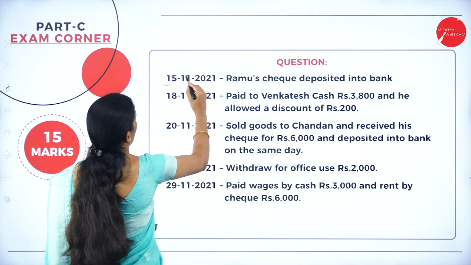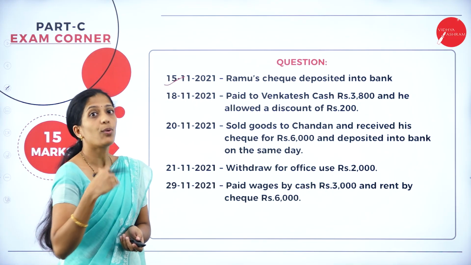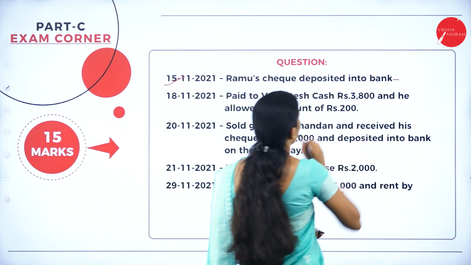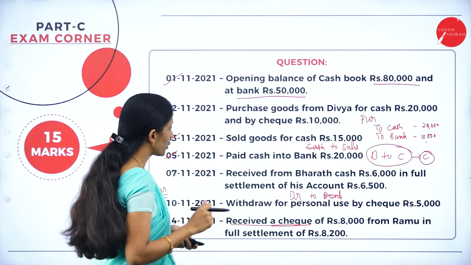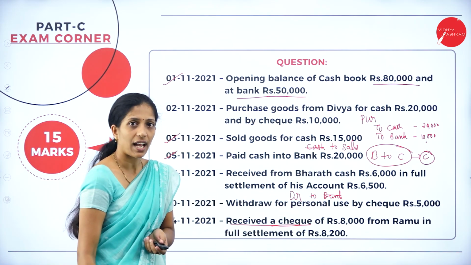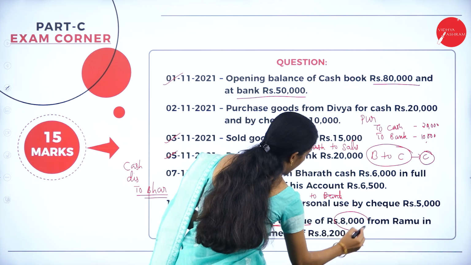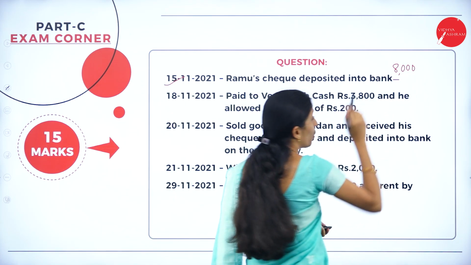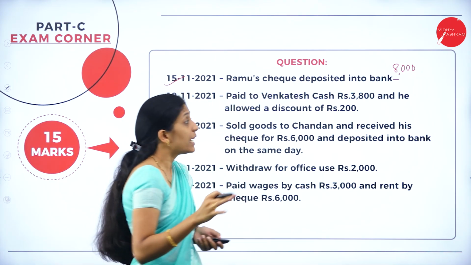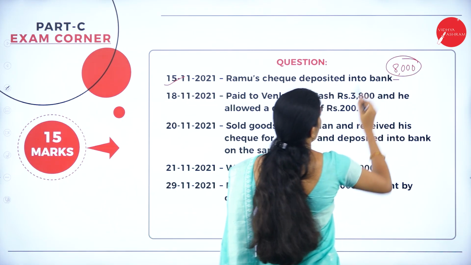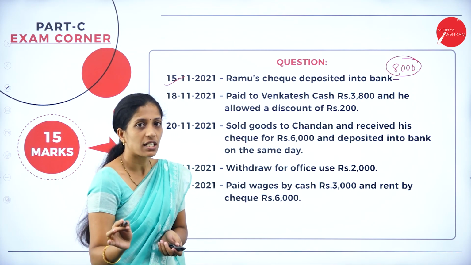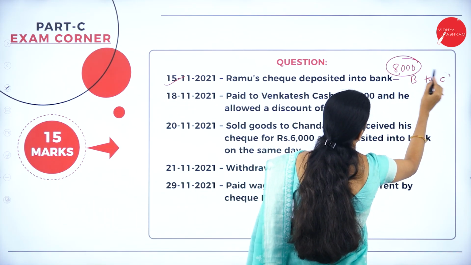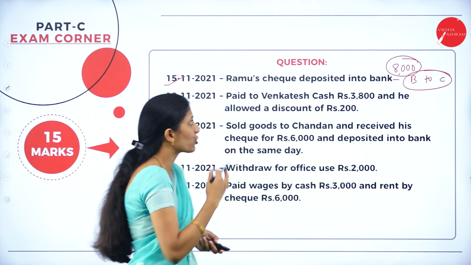Next one, Ramu's check deposited into bank. Now we are going to deposit into bank. So it is a contra entry. Even though the amount is not given, it is understood. So how much worth of check have we received from Ramu? That is 8,000. So here the amount is 8,000 only. Even if they don't give it in the problem, it is 8,000 only. So 8,000 worth check is deposited into bank. So your entry is bank to cash. So it is a contra entry once again. So how do you write?